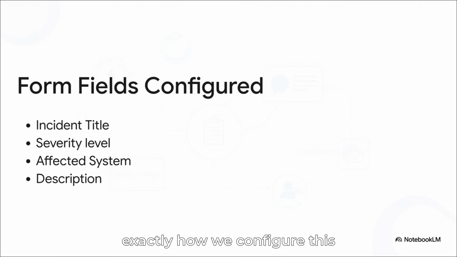Let's look at exactly how we configured this form to be as foolproof as possible. We're setting up 4 specific fields. First, an incident title using a short text box. Next, a severity level using a drop-down menu, so they are literally forced to pick P1, P2, P3, or P4. Third, an affected system, which is also a strict drop-down. And finally, a description field using long text. By structuring it this exact way, we force the submitter to give us all the crucial data right up front. We completely 100% eliminate that annoying, "wait, what system is down?" back and forth.